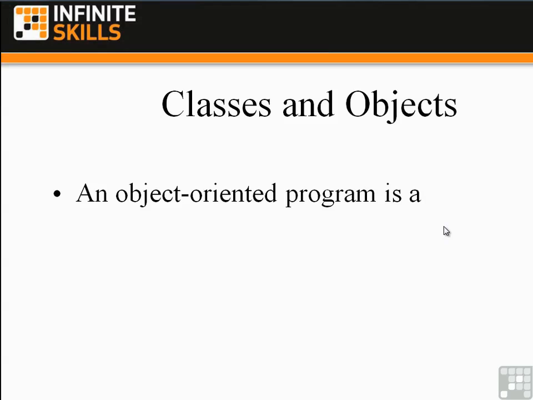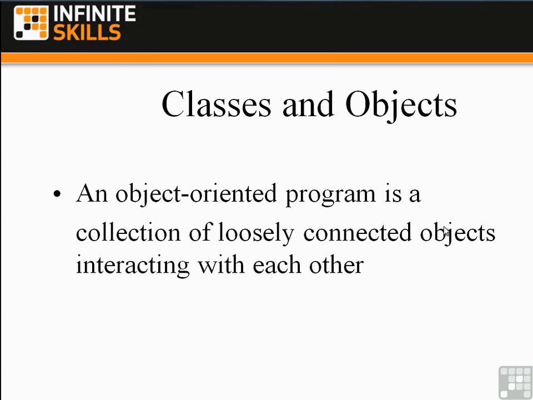An object-oriented program is a collection of loosely connected objects interacting with each other. For example, in a payroll program, you have a set of employees. Each one of those employees is an object, and you have a payroll, which is itself an object. You can also have other objects in the program as well, such as a timesheet, or the number of hours worked could be an object, although it's usually just a piece of data. But you get the idea. And those objects interact with each other even though they are defined independently.